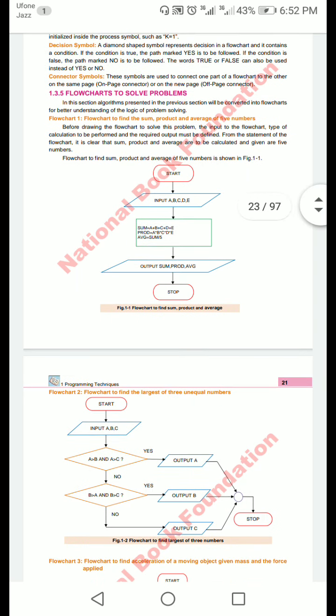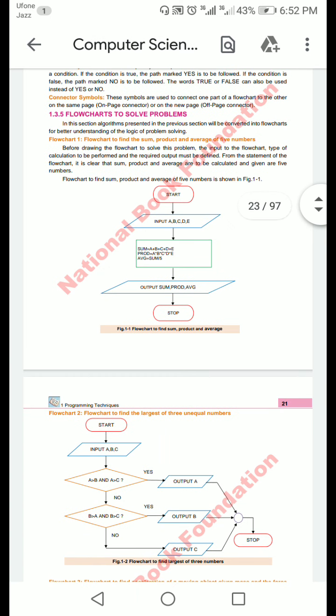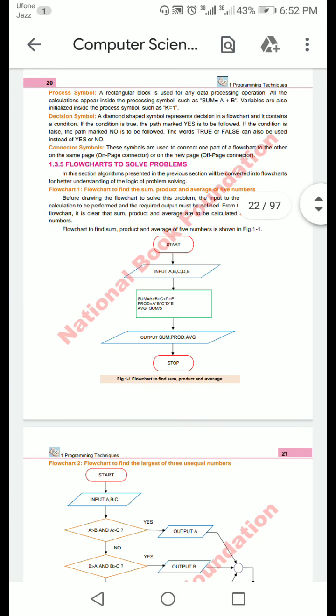Dear student, in our previous lecture, that was a combined lecture for class 9th and 8th, it was about virus and antivirus. Now this is our next lecture, lecture number 10. In this lecture we will discuss the examples of flowchart.